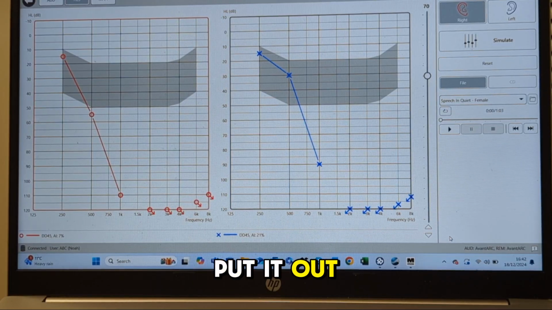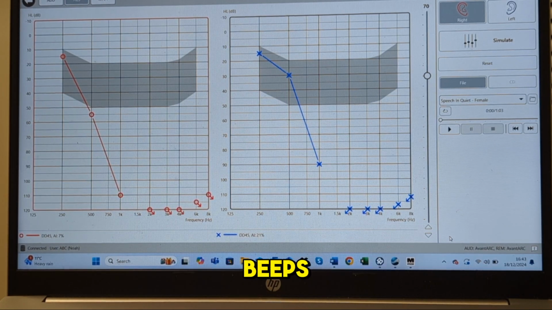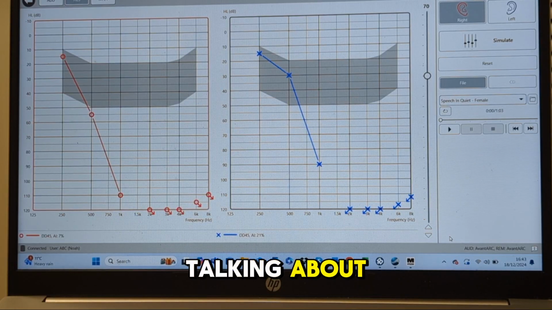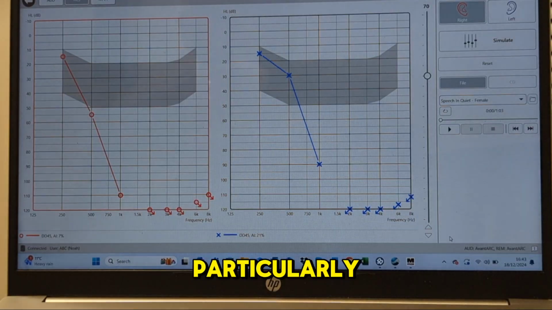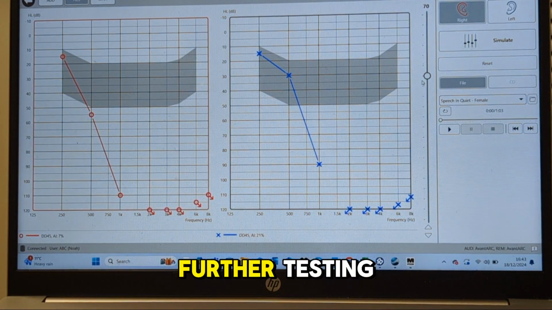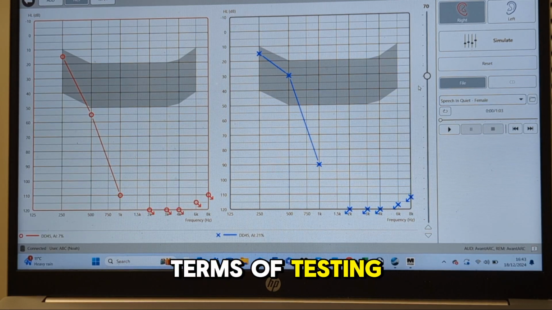I just want to put out there that audiograms and pure tone audiograms that you see here are limited, in that they're essentially just mapping out the quietest beeps that you can hear. So we're talking about low to high pitch sounds and how sensitive you can pick them up. But it doesn't actually give us any information about how you would process sound, particularly in background noise. And that requires further testing, what we call speech audiometry and speech in noise tests, which this audiogram cannot cover. But it certainly can be useful because it is the foundation of what we do in terms of testing.